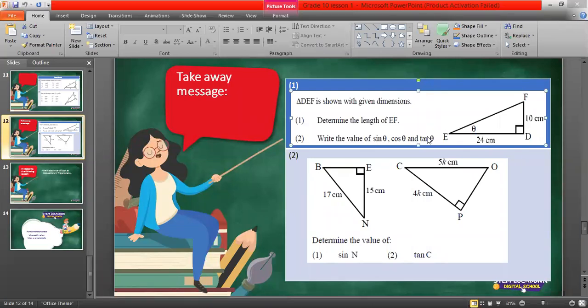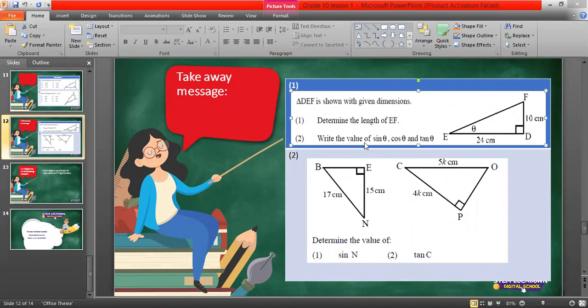And lastly, our tan theta is what? Opposite over adjacent. So tan theta is opposite 10, adjacent 24. So tan theta is 10 over 24. Right. And then finally, given these two, determine the value of sine n. So what is sine n here? The same process we're doing. To find sine n, we need to complete the triangle first. Complete the third side, and after completing the third side, you can find your sine n.